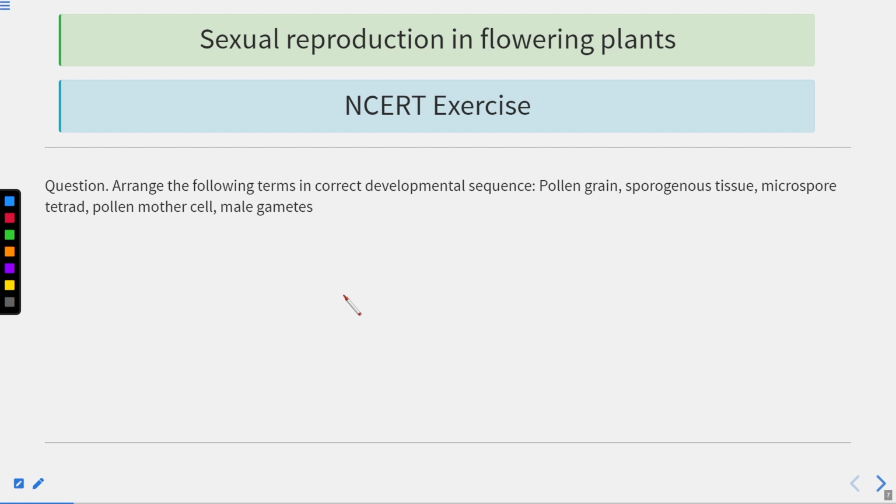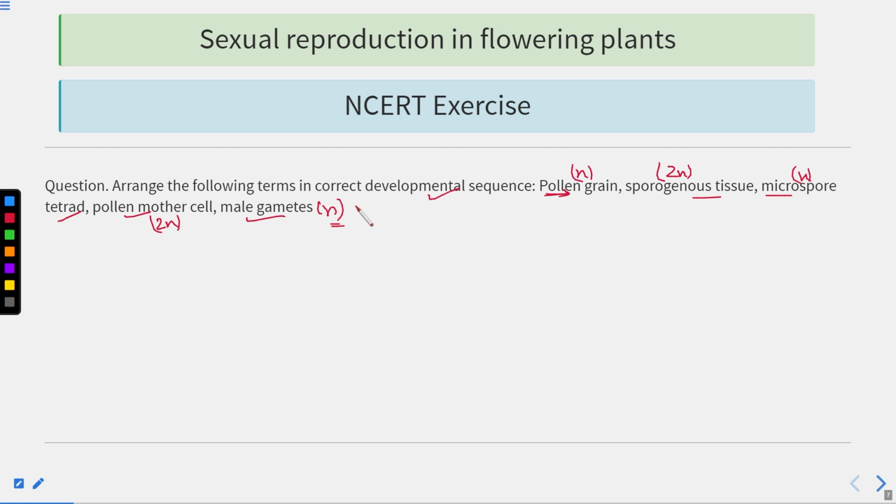Now next question, what is the next question? You have to arrange the following terms in correct developmental sequence. Here a sequence is given to you. The pollen grains, sporogenous tissue, microspore, microspore tetrad, pollen mother cells, and male gametes are given. The sporogenous cells are diploid. These are the cells present in the anther. Then microspore tetrad is haploid. Pollen grains are also haploid. Pollen mother cell will be diploid and male gametes will be haploid.